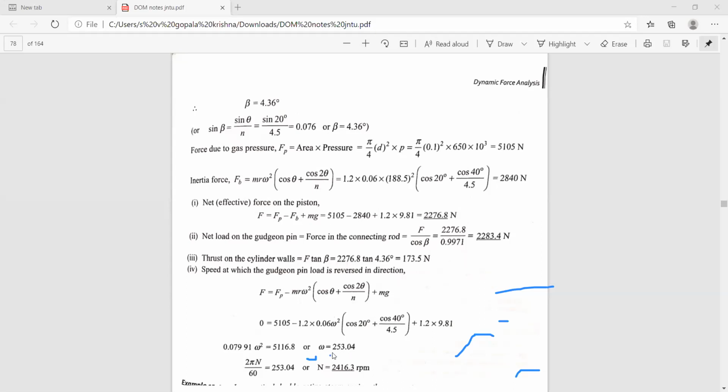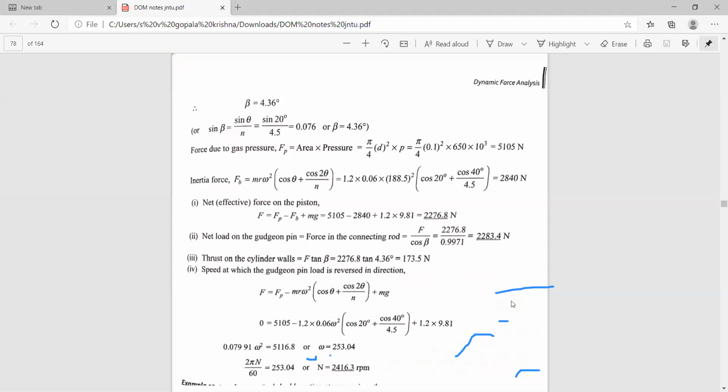253.04. Omega is already known, so omega equals 2 pi N by 60. In this, the unknown is N, and the value of N is 2416.3. So that is the speed at which the gudgeon pin load is reversed in direction: N equals 2416.3 rpm.